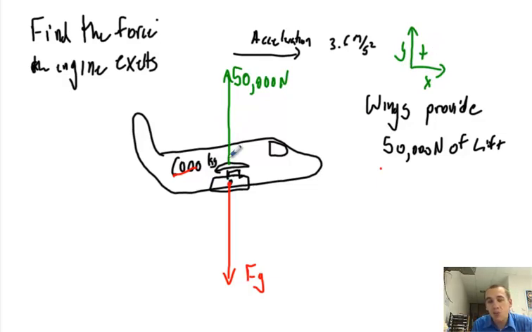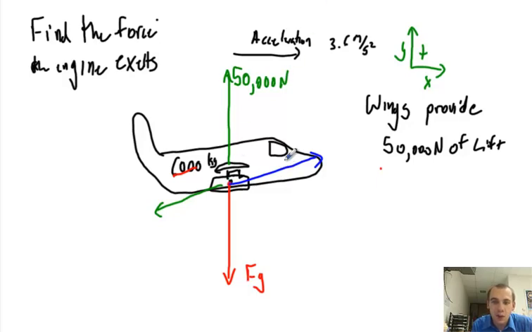Now, what I want to find is the force the engine exerts. Well, that's a little misleading. The engine exerts the force going down and back this way. The air, on the other hand, which actually makes the plane go forward, is exerting an equal and opposite force. So if I can find this force, Newton's third law will give me that force. So let's take a look at all these forces.